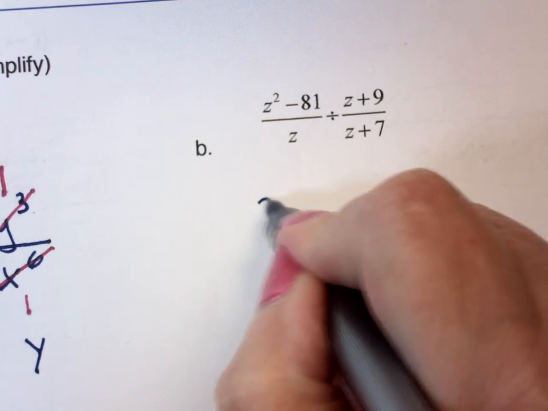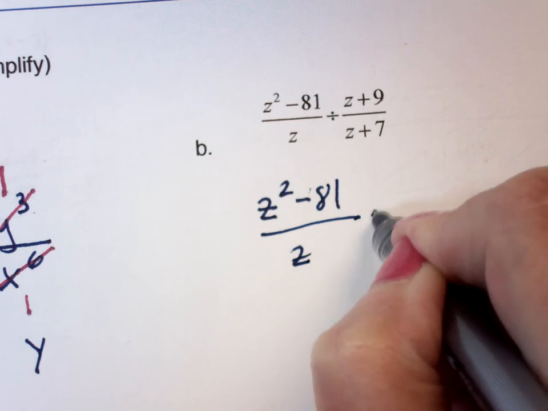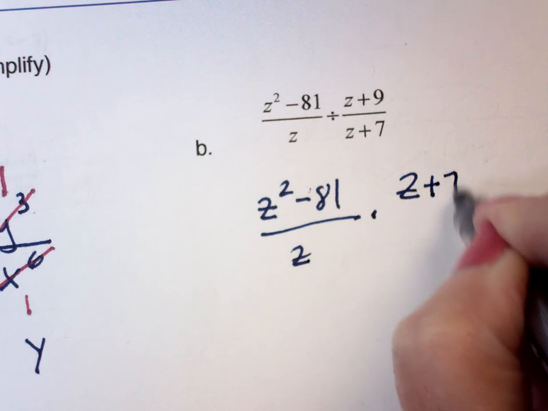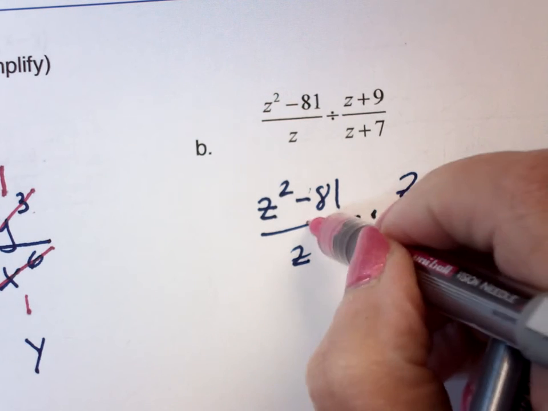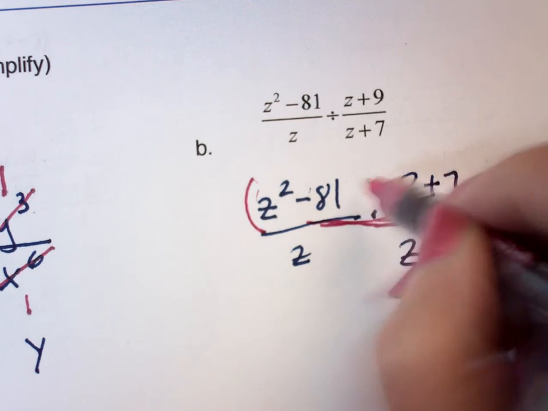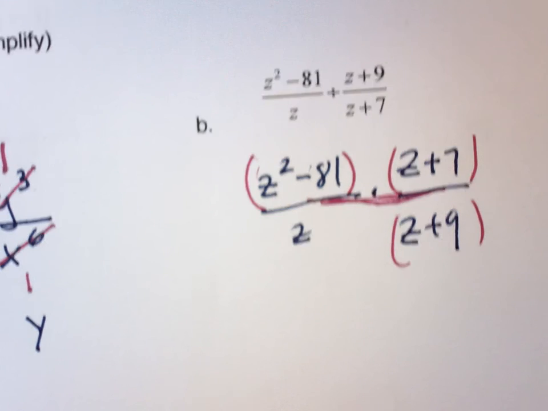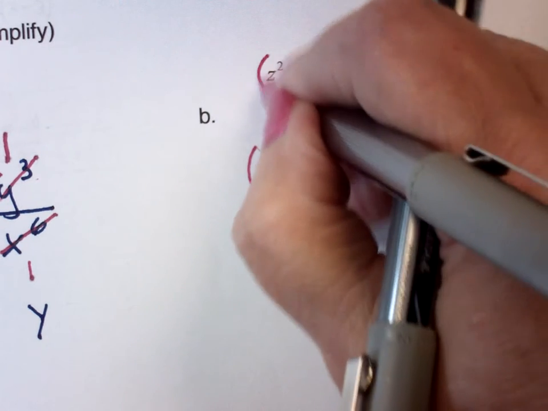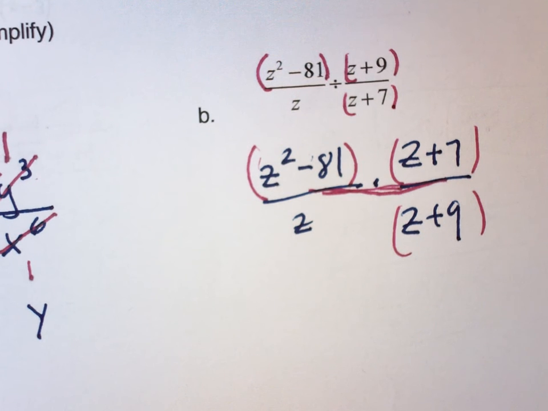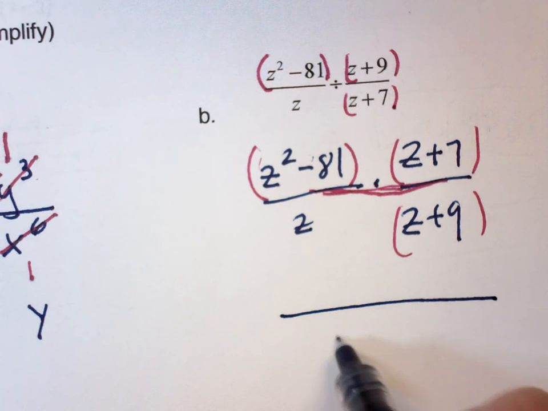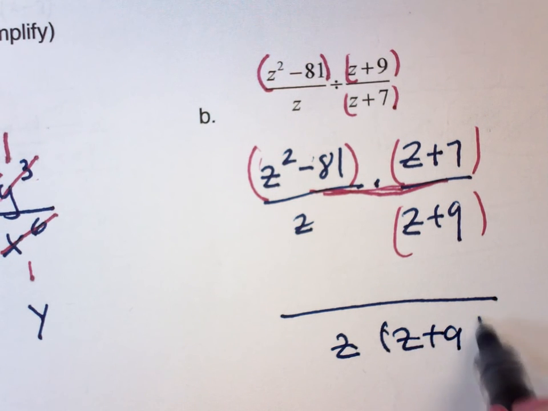Flip and multiply. Now remember, these are all parentheses because it's more than one term. And that started right here with the parentheses. So in the numerator, the denominator is prime because you've got the z by himself and you have a z plus 9.